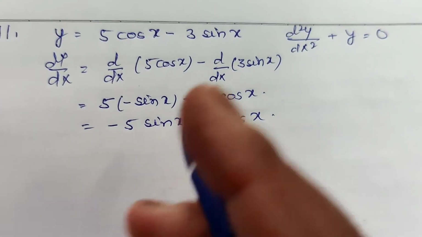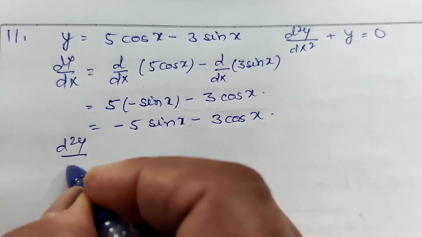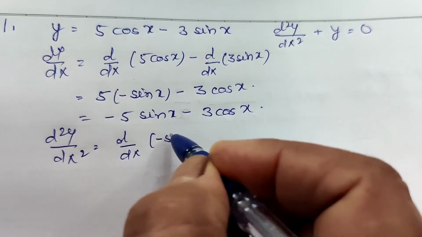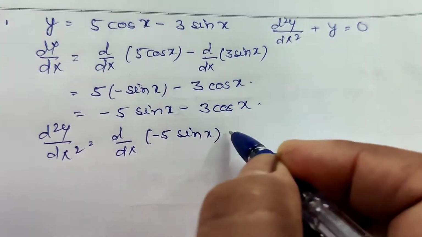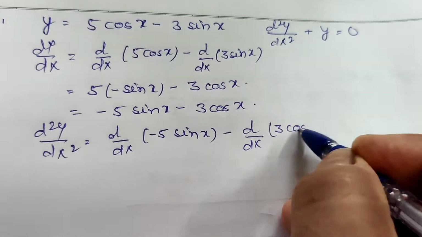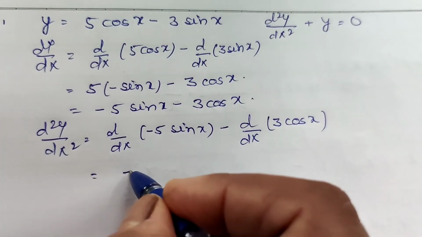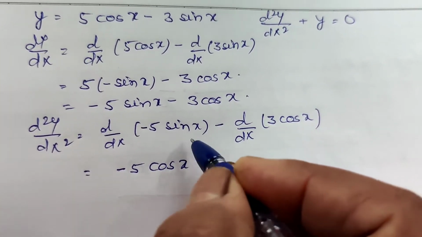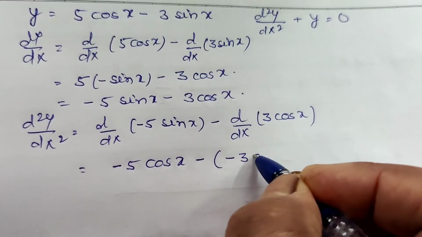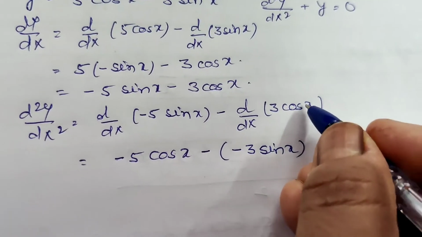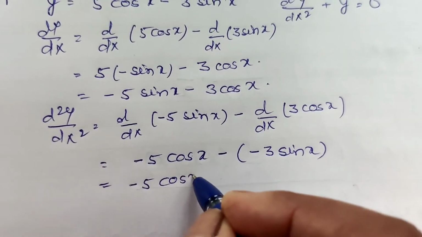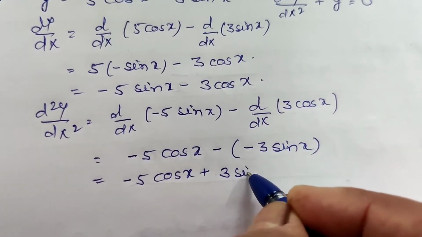Now d2y over dx square, again differentiation of this. It means d over dx of minus 5 sin x minus d over dx of 3 cos x. It is equal to minus 5 cos x, differentiation of sin x is cos x, minus 3 sin x. The differentiation of cos x is minus sin x. It is equal to minus 5 cos x plus 3 sin x.